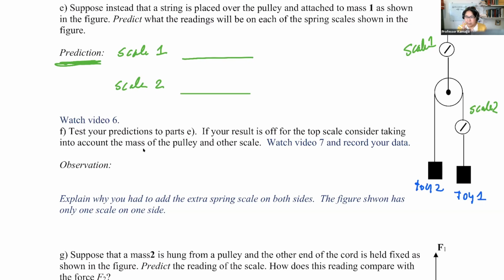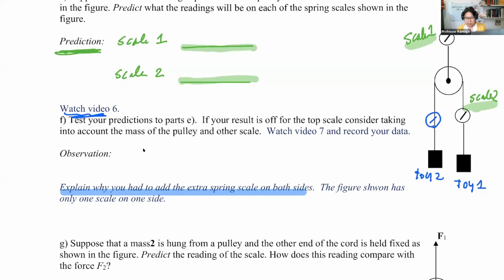If you were to do this in the lab, as you will see in this video 6 here, I actually had to add an extra scale on the other side. Explain why you had to add the extra scale on both sides. Okay, please explain. So you make a prediction first from this figure. What should scale 1 read here? And then what should scale 2 read?